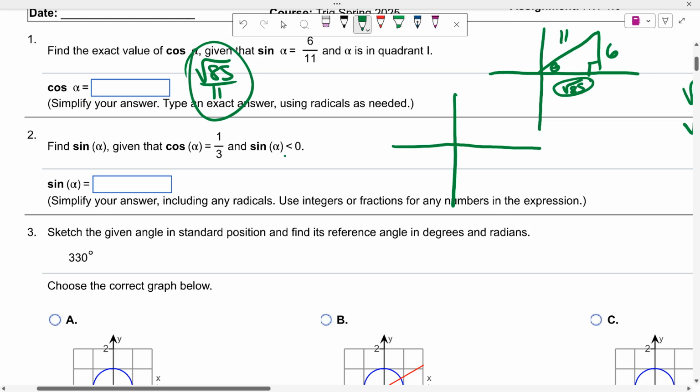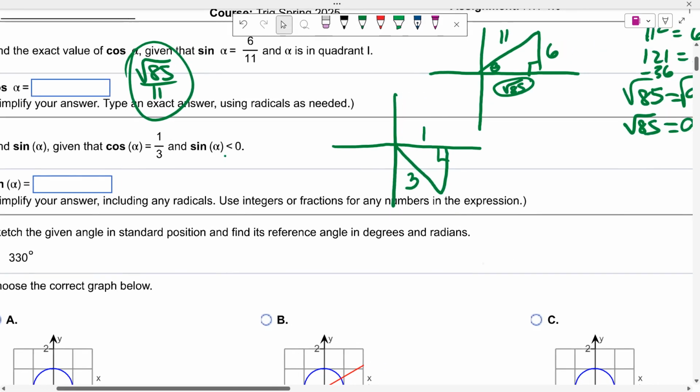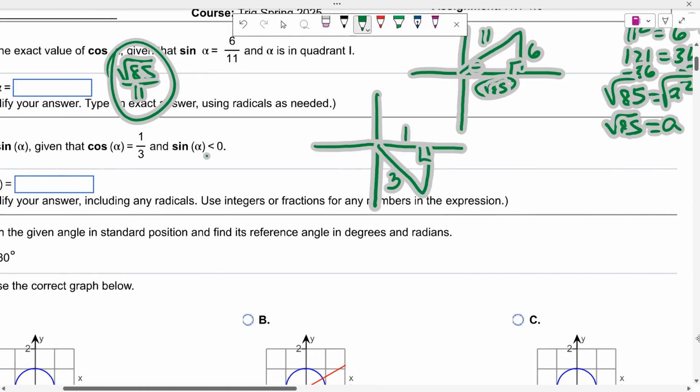Cosine is positive. So where on your unit circle are your x values positive and your y values negative? Which quadrant? 4. So I'm down here somewhere. So draw my triangle down here. Cosine is my adjacent side over my hypotenuse. Now I have to find the opposite side. So again, use Pythagorean theorem.